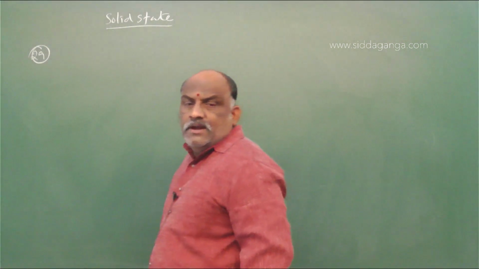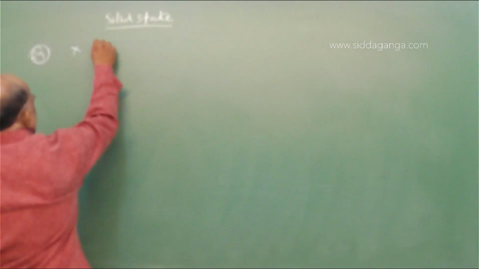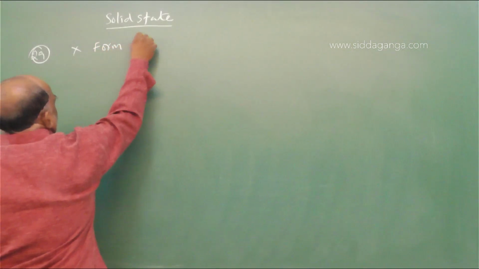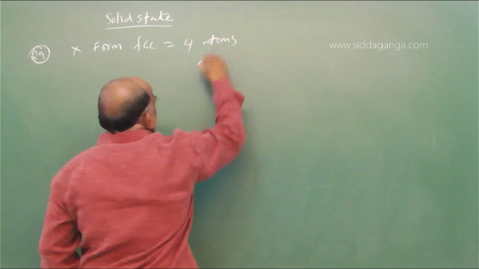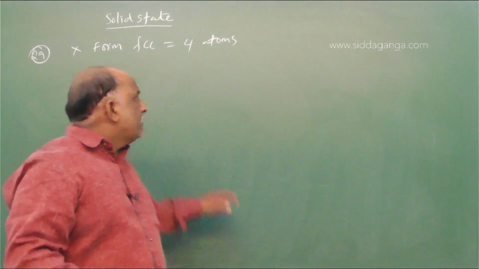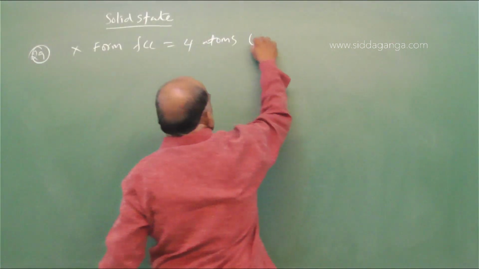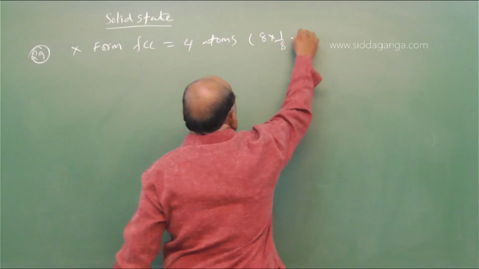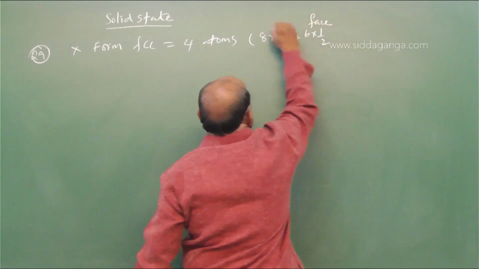So X forms FCC packing. X forms FCC, which is equal to how many atoms? 4 atoms. So the number of X atoms is equal to 4. How is it 4? 8 into 1 by 8 plus 6 into 1 by 2. This is the face, this is the corner.